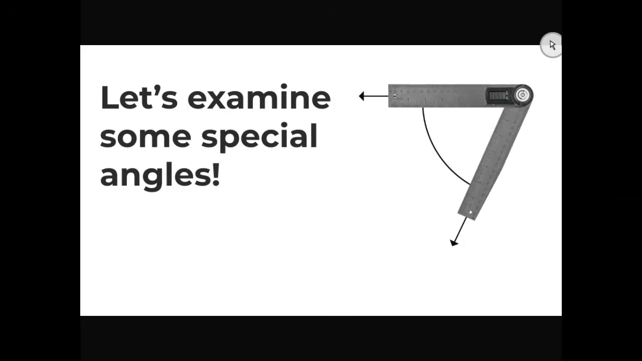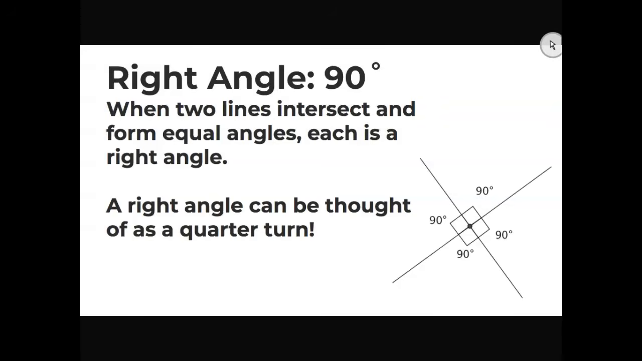Okay, let's examine some special angles. We want you to be really, really comfortable with these 3 types of angles. So the first one is a right angle. A right angle is just a 90-degree angle. If you have 2 lines that intersect and they form equal angles, each of those will be a right angle. It's like a corner. You can think of it as a quarter turn.